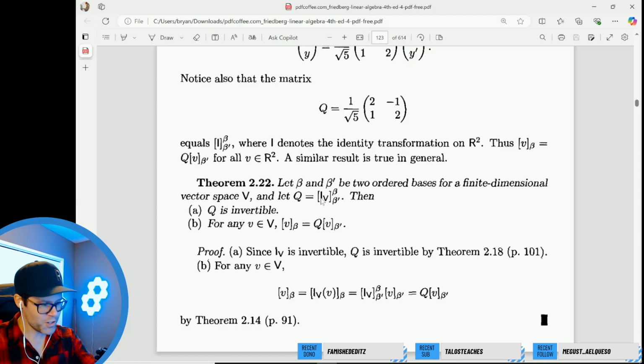Rotations are super cool, and rotations in higher dimensions are really cool. Also, hi Fem, how are you doing?